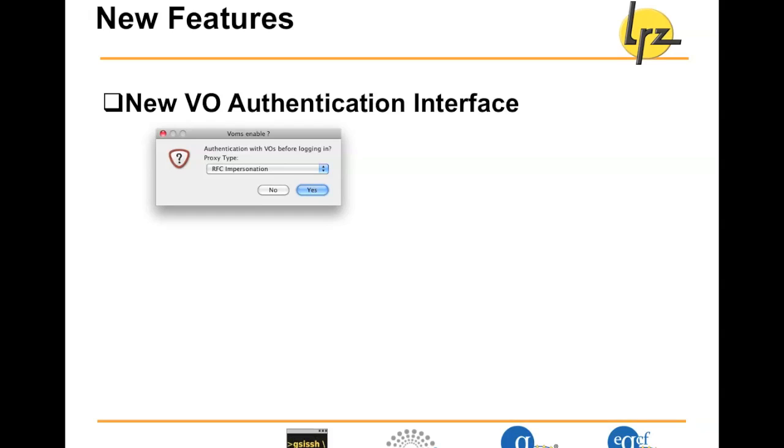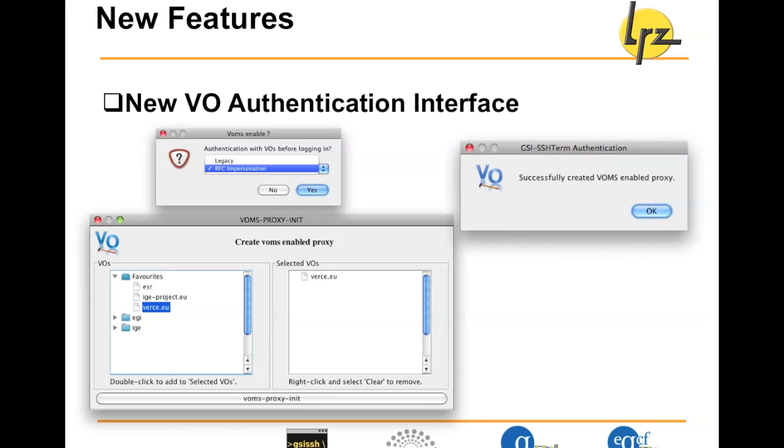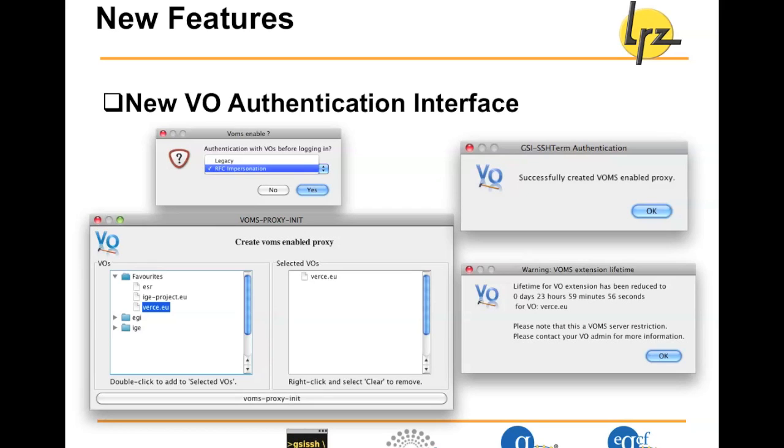This is the new VO authentication interface where you're allowed to select between RFC impersonation and legacy proxy. Then from your favorites, you can choose the VO that you want to get a VOMS proxy from. It will then tell you that you have successfully created a VOMS proxy. And if you choose a lifetime that is greater than the VO extension that is allowed from your VO server, it would inform you that it has been reduced accordingly. Please note that this restriction is not a restriction of this tool, but a restriction of the VO admin.